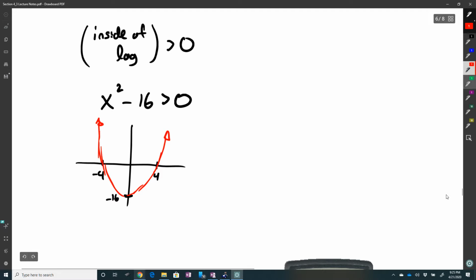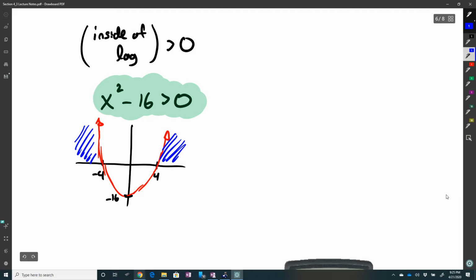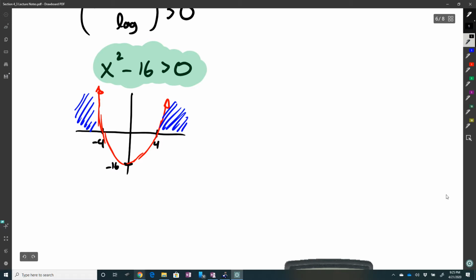Well, where is this graph greater than 0? When is this equation greater than 0? Well, it turns out it's greater than 0 everywhere over here and everywhere over here. So this is one way to do the answer. Your domain for this problem is actually negative infinity to negative 4, union 4 to infinity.